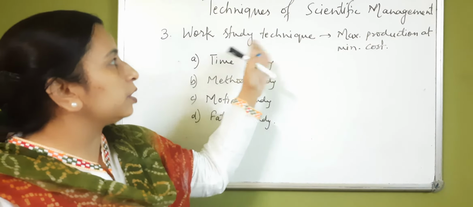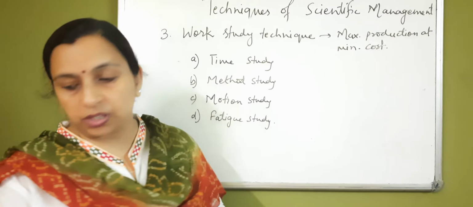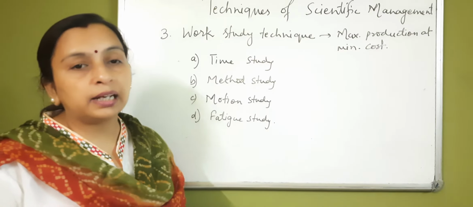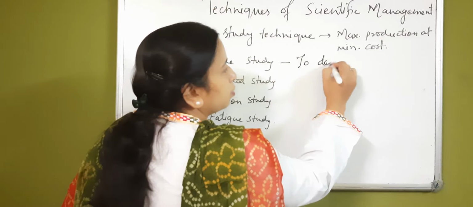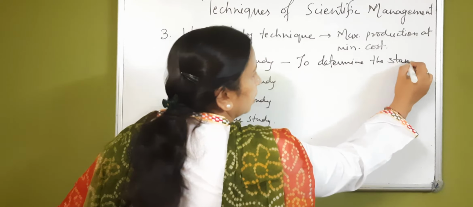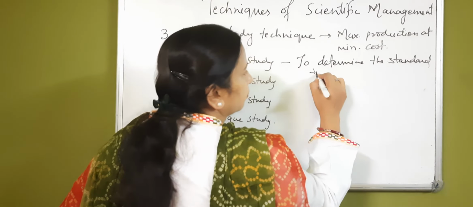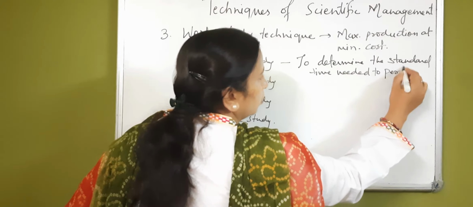In work study Taylor gave 4 studies. The first one is time study. Time study is conducted to determine the standard time needed to perform a job.